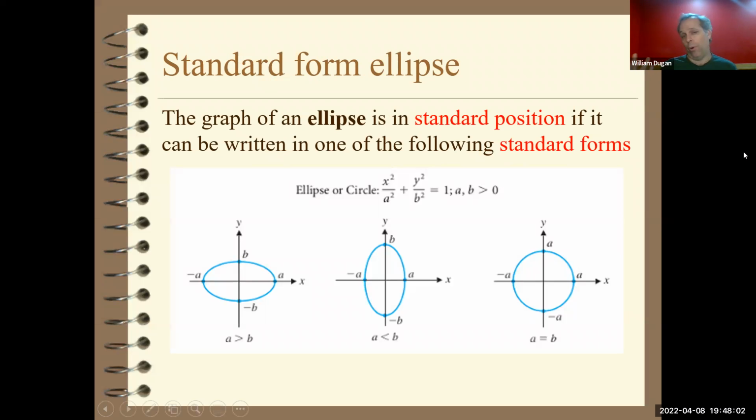So there are standard forms. The graph of an ellipse that's in standard position is one that can be written in one of the following standard forms. I've given you three different equations. That's x squared over a squared plus y squared over b squared equals 1, where a and b are positive. So in the first graph, a is more than b. In the second graph, b is more than a. And the third graph is a circle, where a and b are the same.